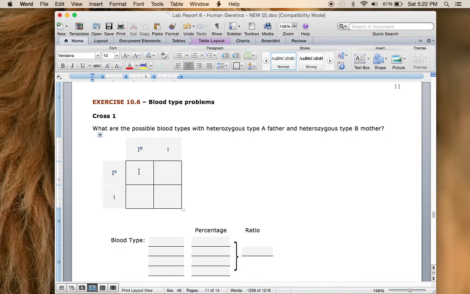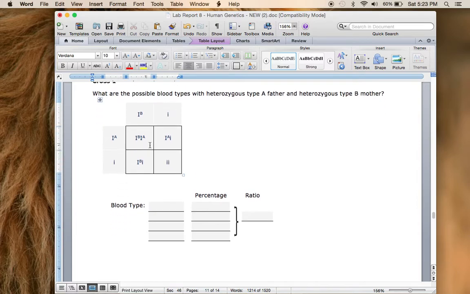So let's look at our outcomes. So the first one gets both dominants. This child is going to get the dominant from the mom and the recessive from the dad. This child will get the recessive from the mom and the dominant from the dad. And then this last child is going to get a recessive from each parent. This is a very interesting combination.